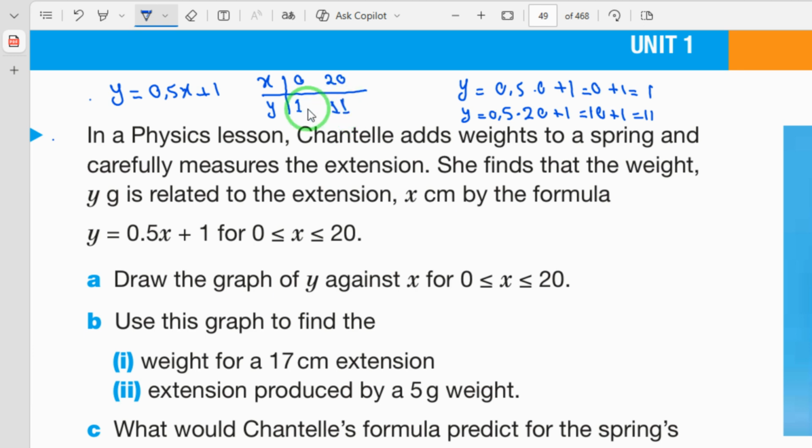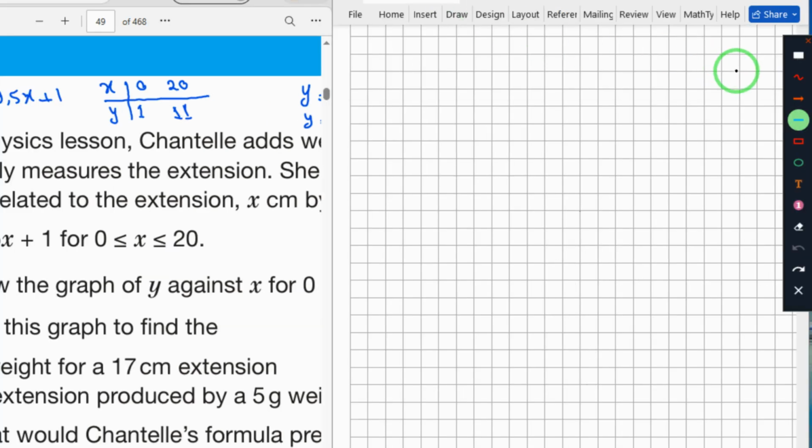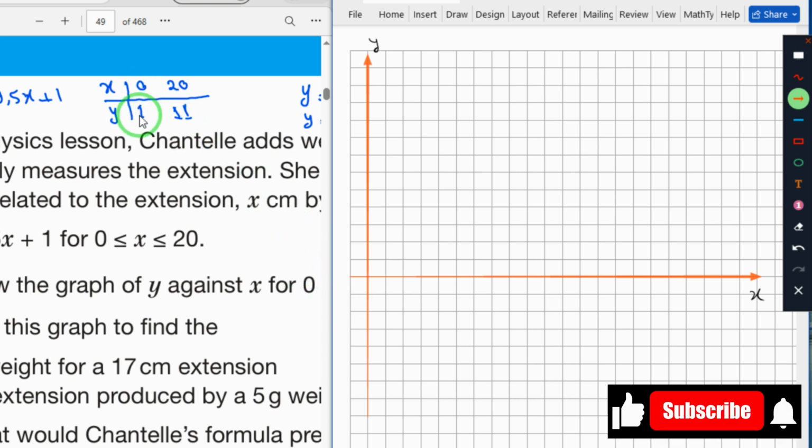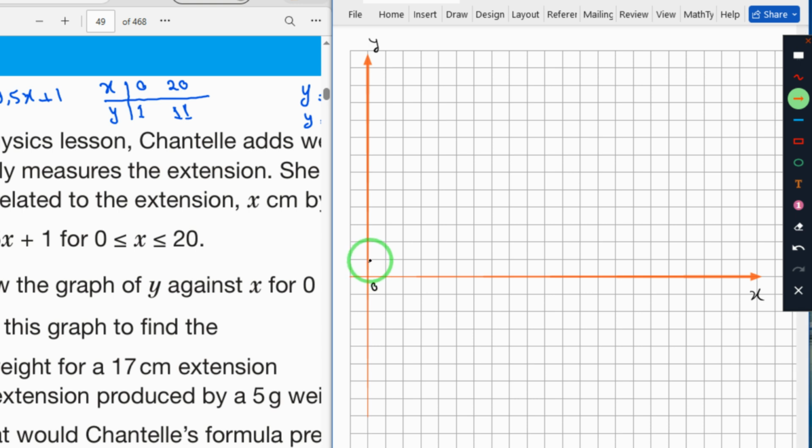Now we draw that table. Here we first draw the axis. This is the x-axis. For example, we start from this point. This is the x-axis, and this is, for example, the y-axis, and this is x. Now we find the point when x becomes 0, y is 1. When x is 0, this point is 0, y is 1, this point is 1. This is the first point.